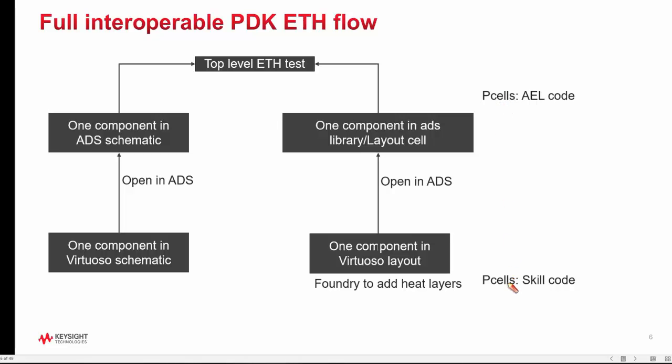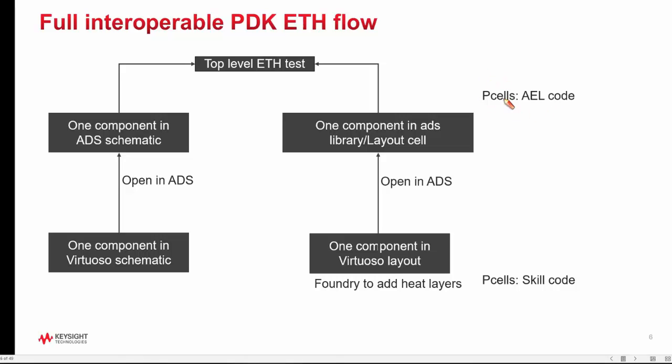Okay, so the P cells on the Cadence side are written in SKILL code. But ADS doesn't take SKILL code. In order to be able to edit the P cell, you will need to use the AEL code to write the equivalent of the P cells. Okay, so this is the part that you need to do.